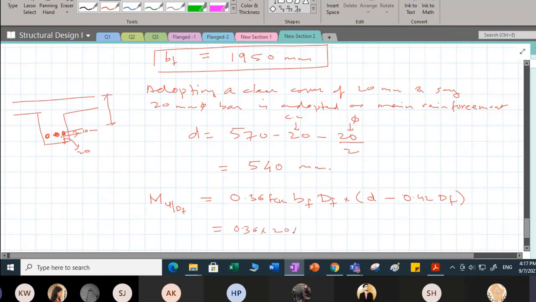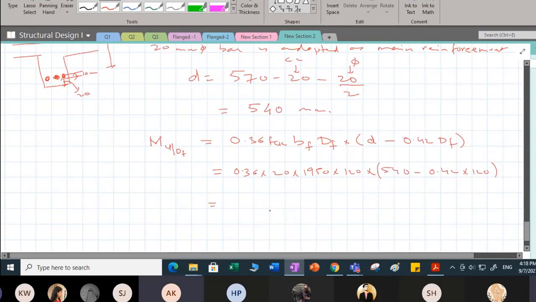0.36, grade of concrete 20. Effective width of flange we have computed 1950. This is 120. D is 540 minus 0.42 times 120. 824.88 kilonewton meter. So there is a purpose of calculating this.